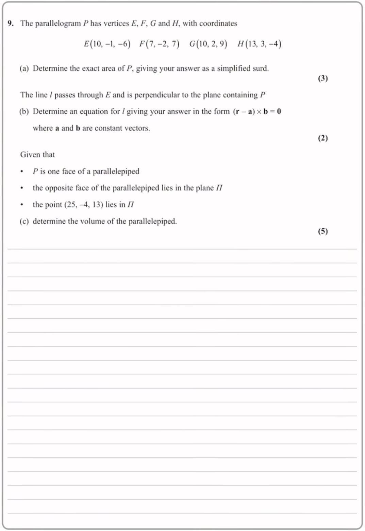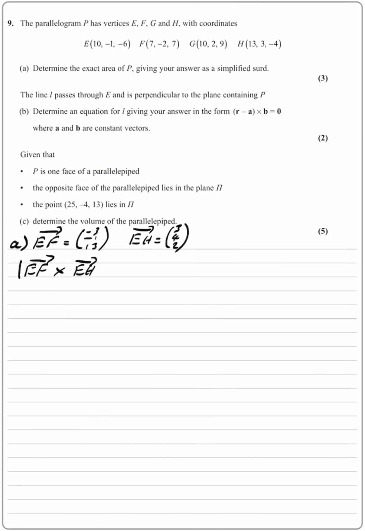Question 9 begins with a parallelogram in 3D space. Part A would like us to calculate its area, so I'm going to use the shortcut, the formula for finding the area of a parallelogram by finding the modulus of the cross product. I'm going to use the two vectors E to F and E to H. So E to F is minus 3, minus 1, 13, E to H is 3, 4, 2.